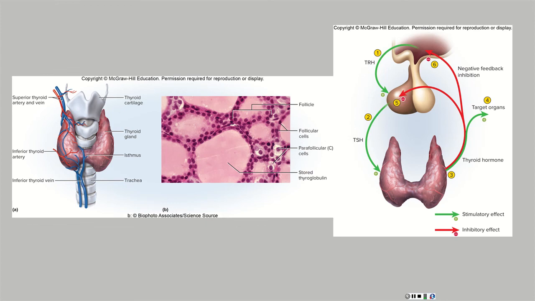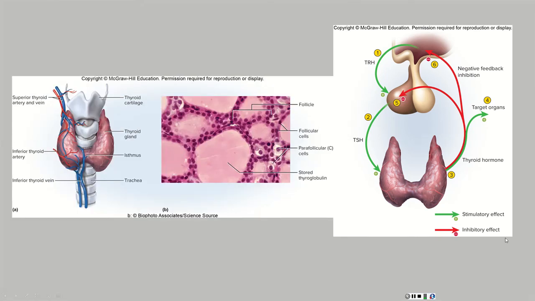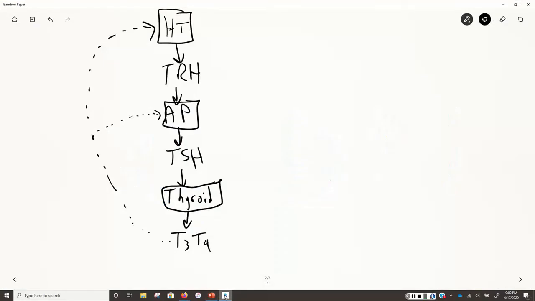Now, real quick, I want to go over to our whiteboard and look at how that would actually look. So here's our normal feedback loop. Hypothalamus releases TRH, tells the anterior pituitary to release TSH, tells the thyroid to release T3, T4. T3, T4 levels rise, which then feeds back, cuts off the TRH and the TSH.